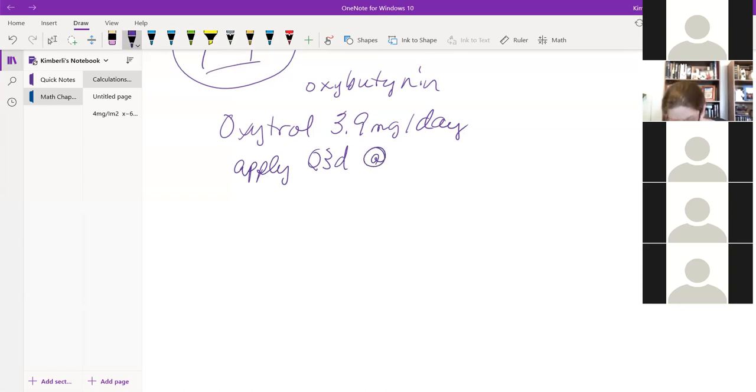At, and what does that say after that? 9 a.m. 9 a.m. Yeah. For a minute, I thought it said QA, and I didn't know what that meant. Okay, so if they're applying it every 3 days, the next question is, how many patches does the patient need for a 1 month supply? 10. Yeah. 30 divided by 3, yeah.